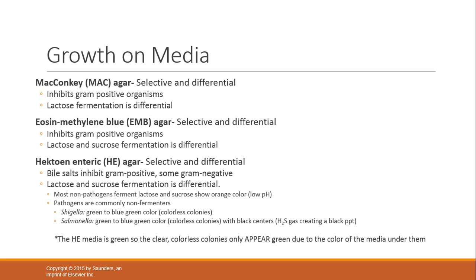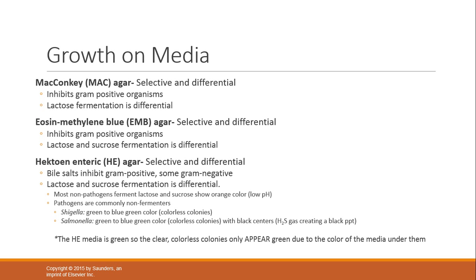HE agar, again, is another selective and differential media, and this is very helpful to recognize very quickly. It's mostly used to recognize Salmonella and Shigella. So it uses bile salts to inhibit gram-positive organisms and some of your gram-negative organisms that are routinely found in the intestinal tract. So your goal for this type of media is to isolate your Salmonella and Shigella. Well, these guys don't ferment the lactose and the sucrose in the media. Salmonella and Shigella are non-fermenters. They don't ferment those sugars, so they'll appear clear.